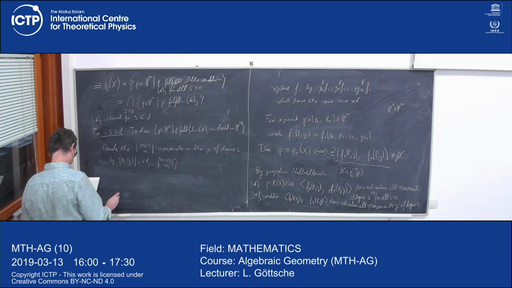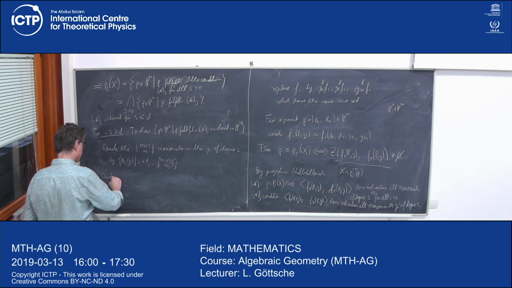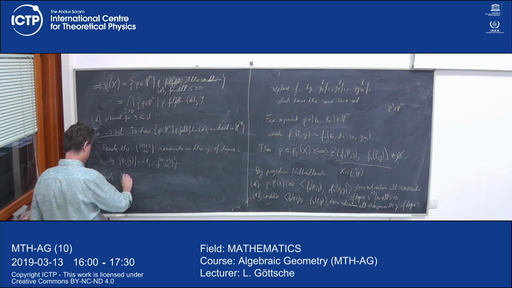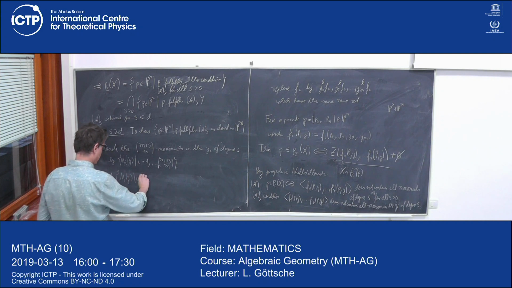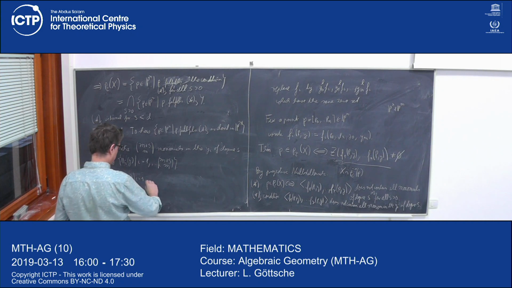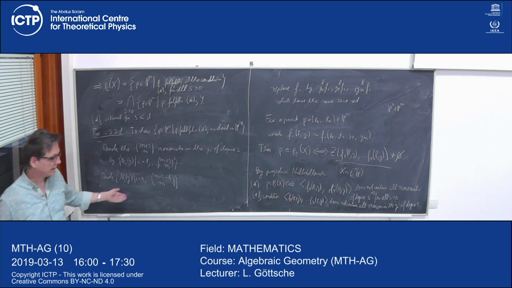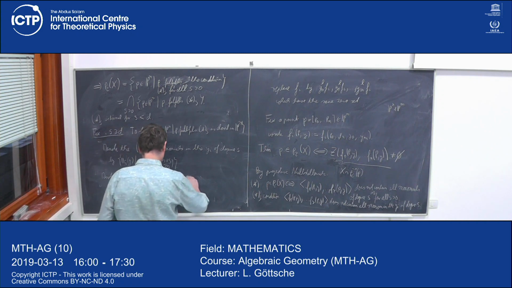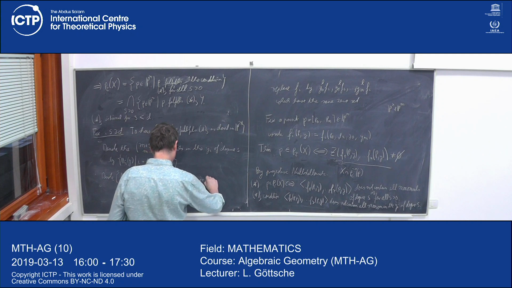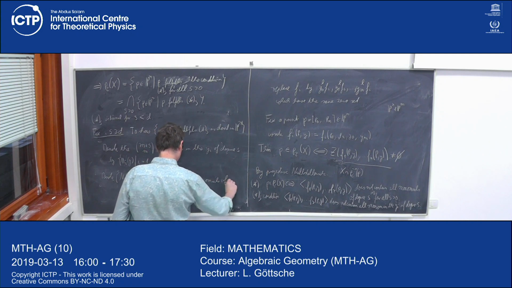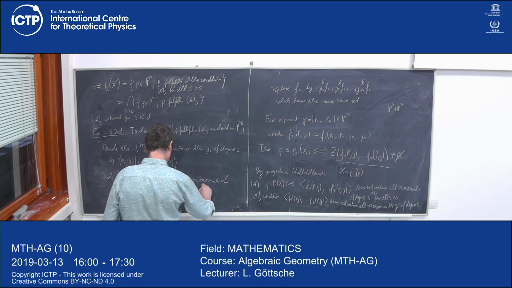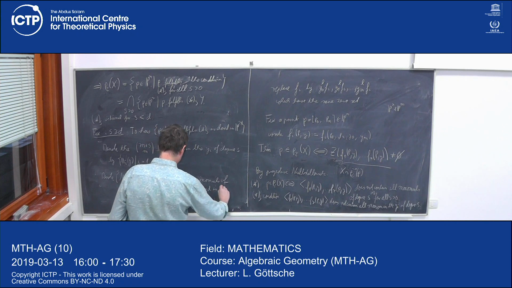So denote Ni of Y, for I from 1 to M plus S minus D choose M, the monomials of degree S minus D in the Y variables.